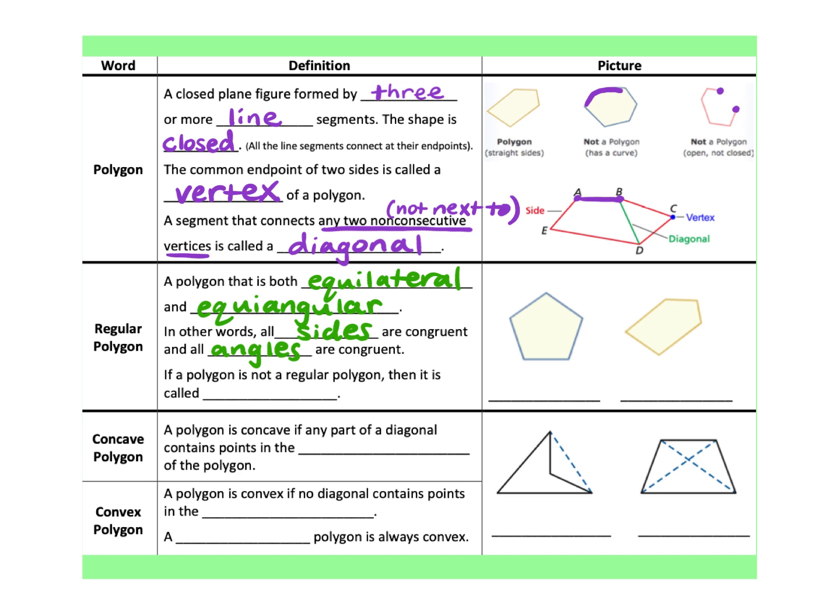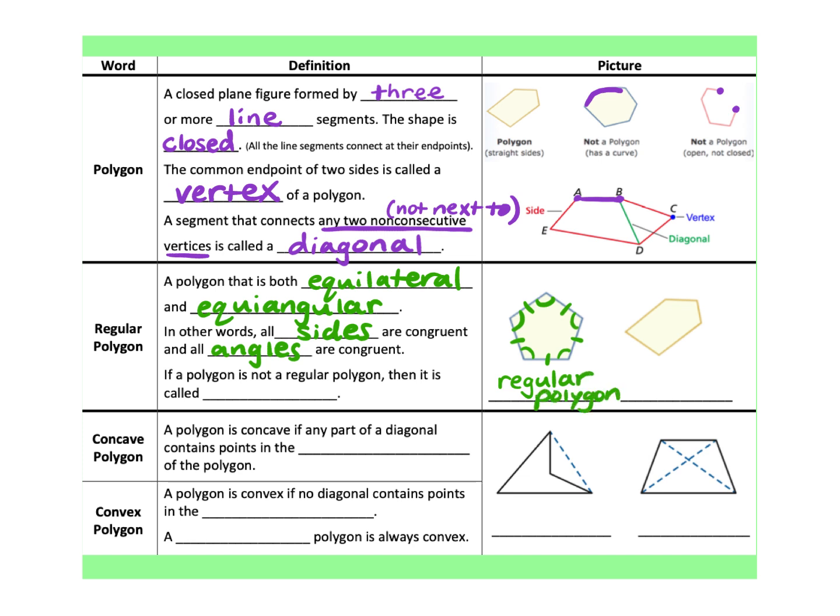So I'm going to add those markings to my example right here. You should add them to your page as well. So I just marked all 5 sides congruent with the tick marks, and I'm also going to mark all 5 angles congruent with this arc mark. So now that I've added those markings, it is a regular polygon.